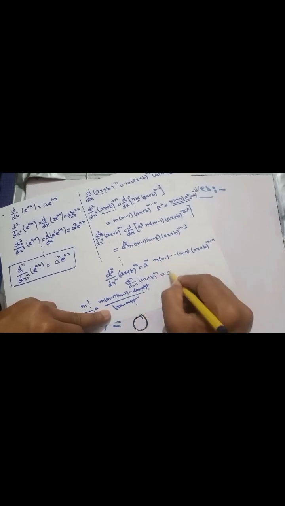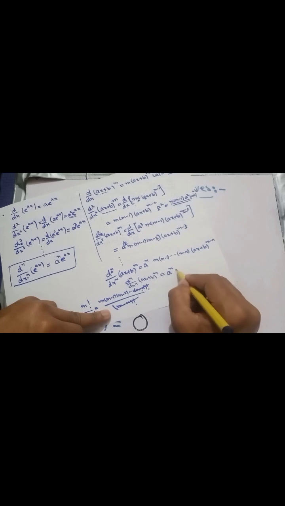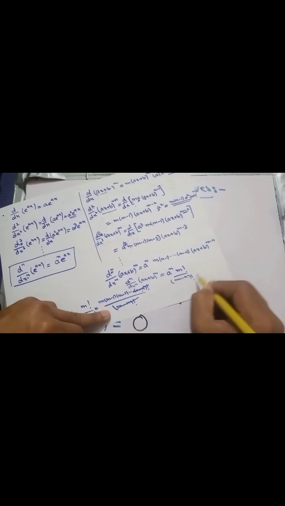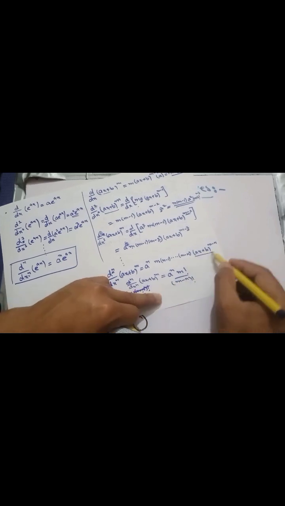So the answer will be the nth derivative of ax plus b whole power m. This is just the simplified form: m factorial over m minus n factorial, a power n, and the function is the same, ax plus b power m minus n. So hope you can understand how that formula is deduced from the pattern.